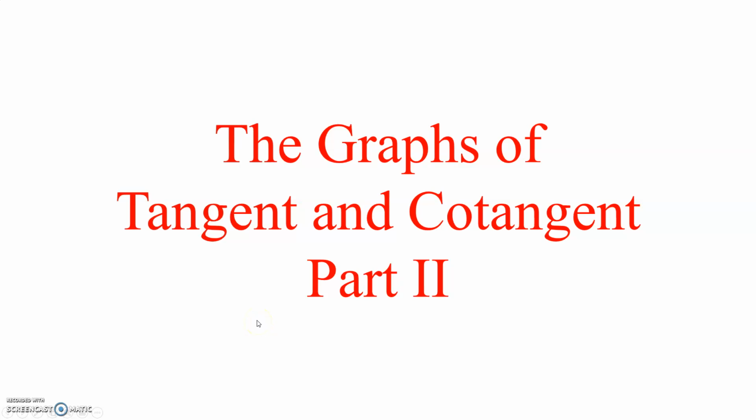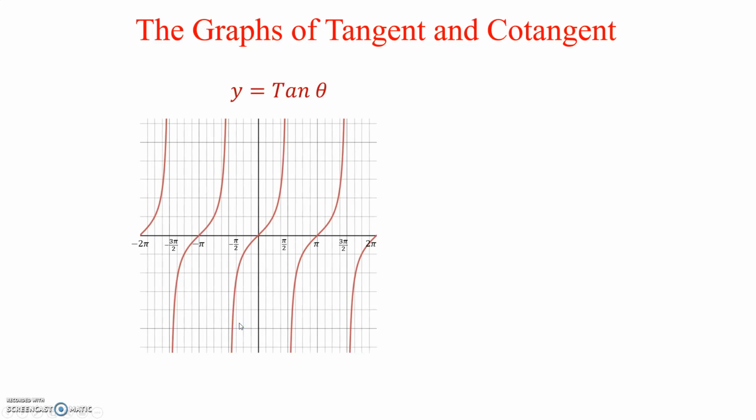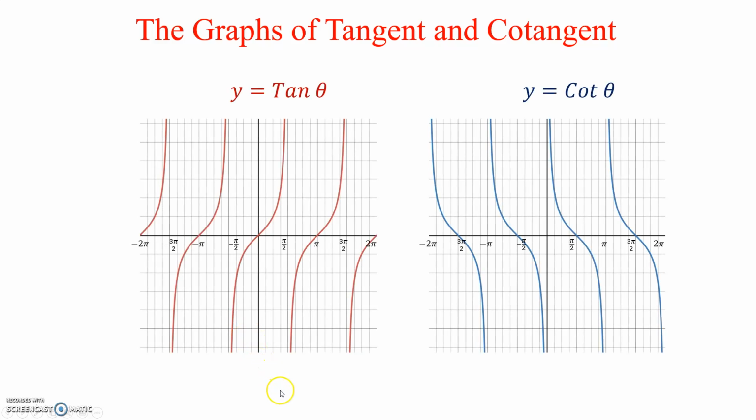Okay, we'll continue our discussion with the graphs of tangent and cotangent. Previously, these were the two graphs that we discovered for tangent and cotangent. So what we'll do is look at some of the similarities and what makes them unique.